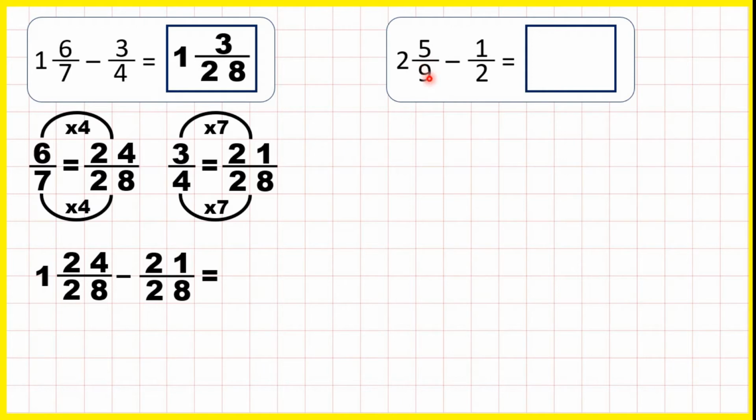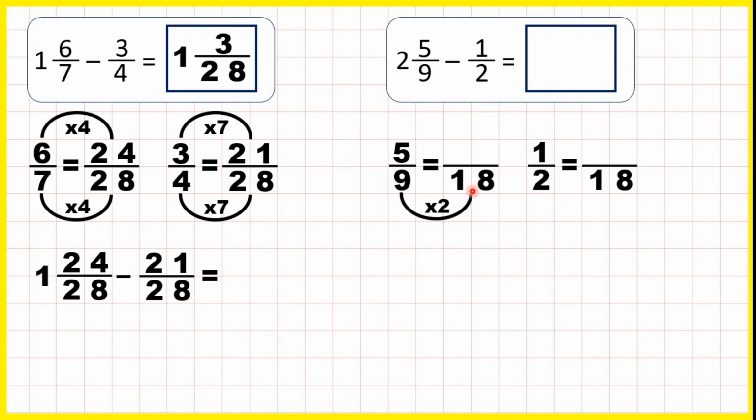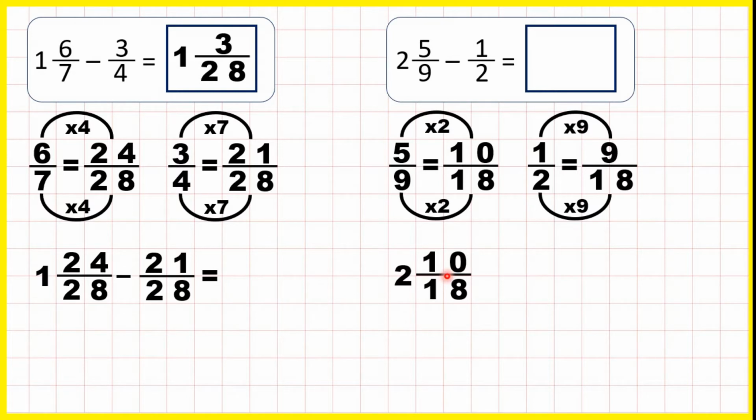Now, 2 and 5 ninths minus 1/2. So we need to get our denominators the same. 18 is in both the 9 and the 2 times tables, so we can use 18 as our common denominator. 9 times 2 is 18, 5 times 2 is 10, 2 times 9 is 18, and 1 times 9 is 9. So instead of 2 and 5 ninths, we can rewrite our question as 2 and 10 18ths, and instead of subtracting 1/2, we can subtract 9 18ths.